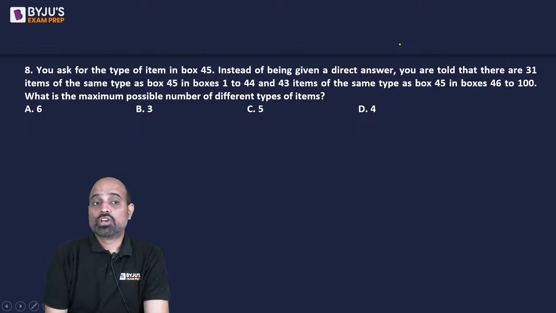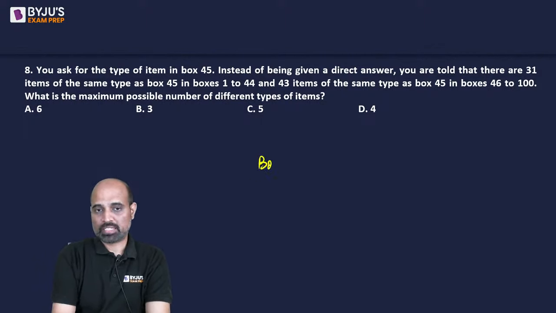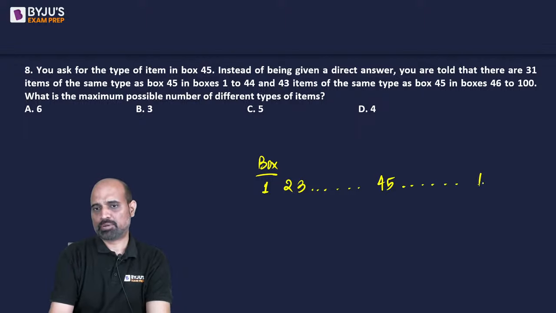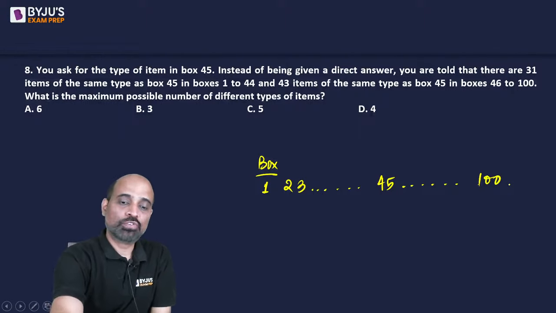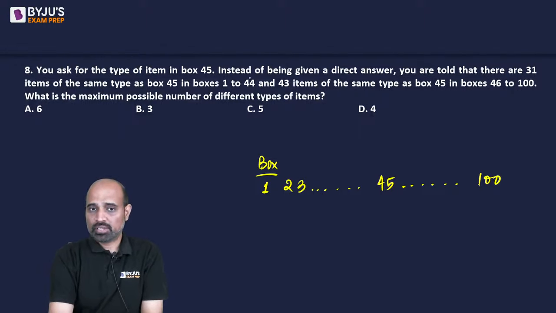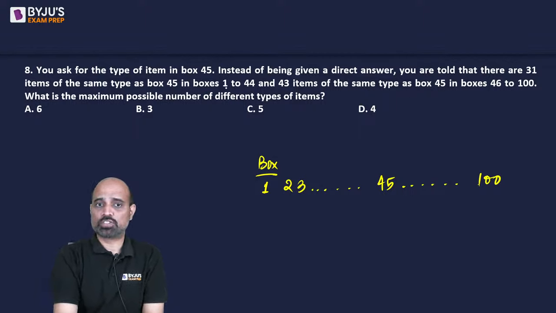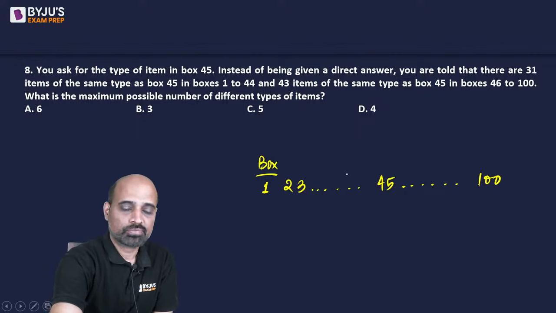Next, you ask for the type of item in box 45. So अपन बात कर रहे हैं box numbers की, box number 1, 2, 3 and so on, and we will have box number 45 and then it will continue, up to box number 100. Now if I ask what item do we have in box number 45, instead of being given a direct answer, you are told that there are 31 items of the same type as box 45 in box number 1 to 44.